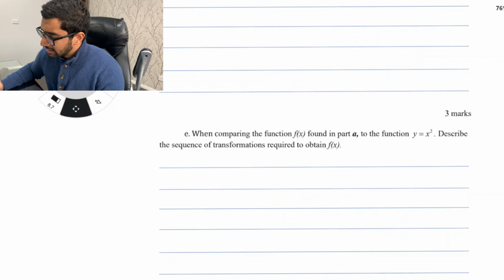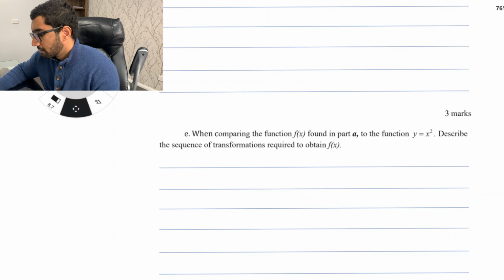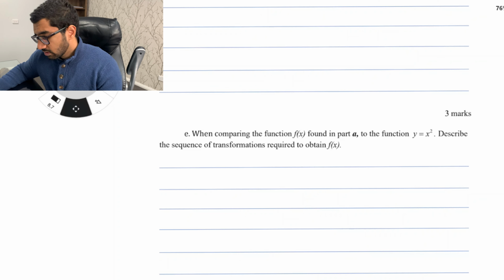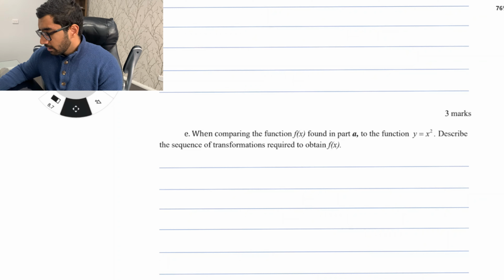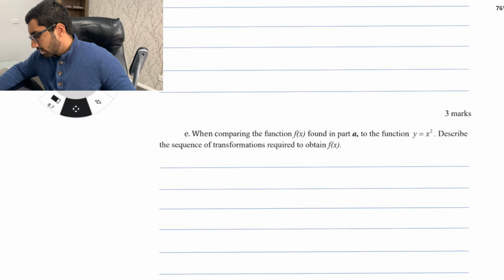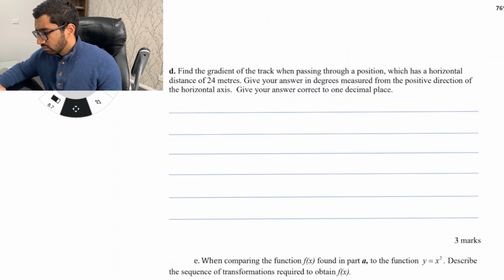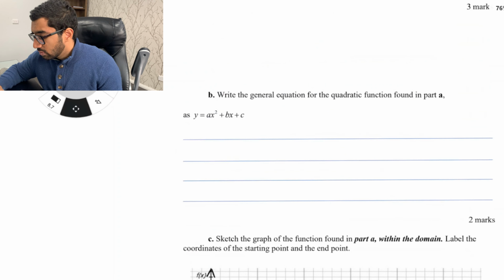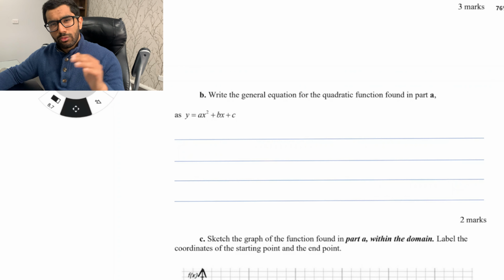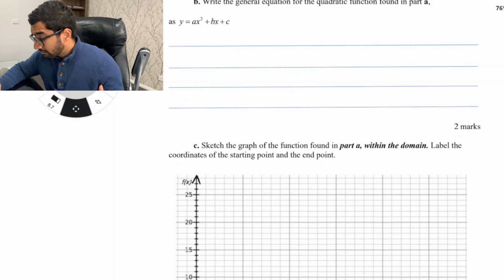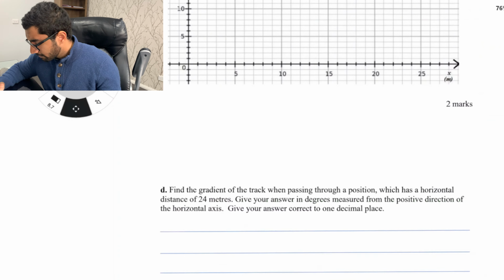And now it's saying when comparing the function f of x found in part A to y equals x squared, describe the sequence of transformations to obtain f of x. So my thoughts for this one: the first thing I would personally do is the dilations and reflections, right? Remember there's that value a, if you look at part B. I want to take care of that first. So do whatever dilations and reflections are necessary, okay?